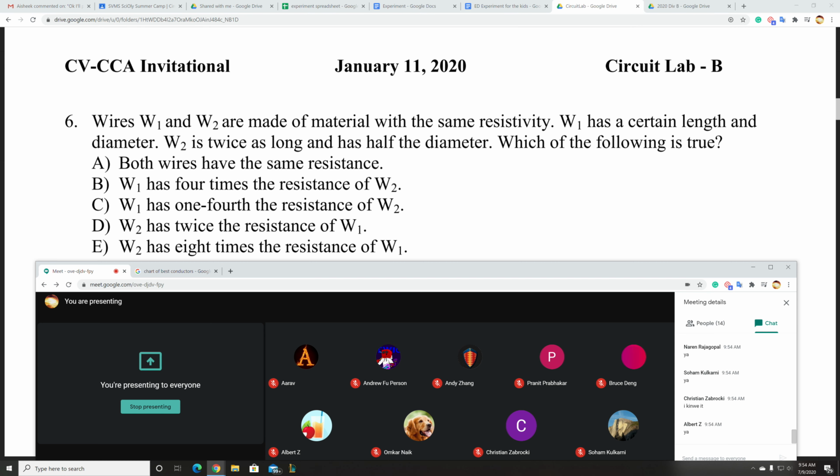W1 and W2 are made of material with the same resistivity. W1 has a certain length and diameter. W2 is twice as long and has half the diameter. Which of the following is true?